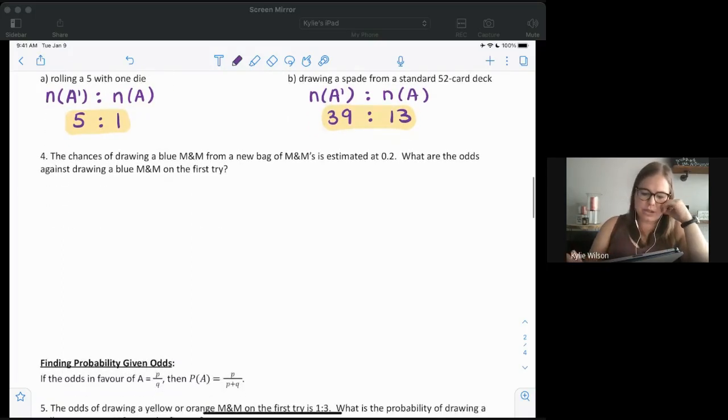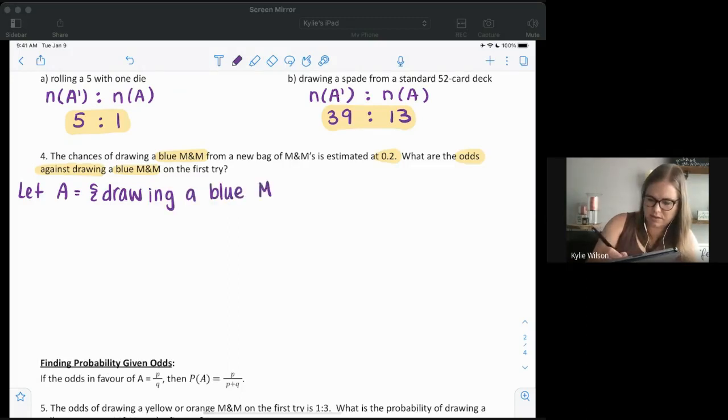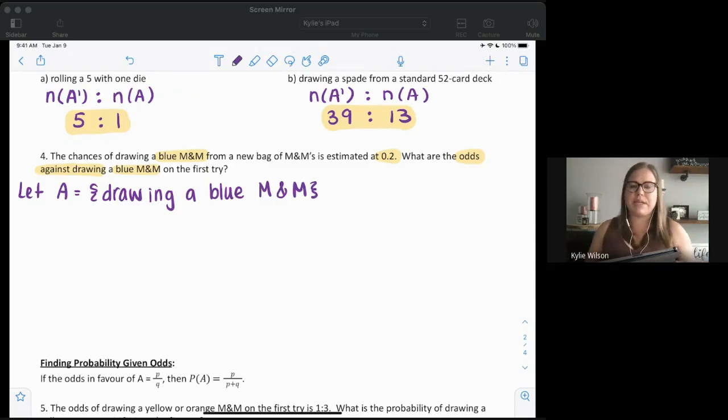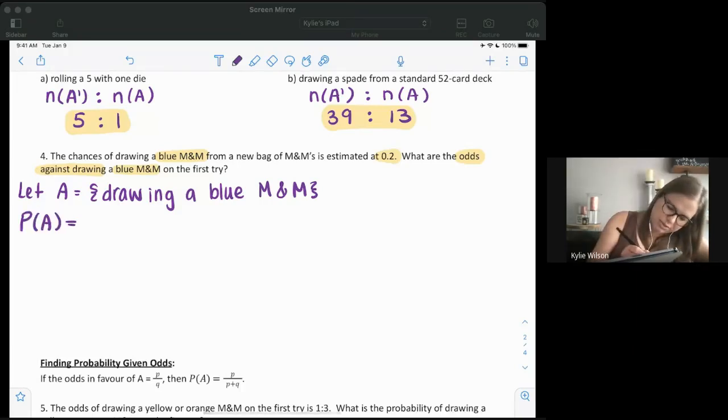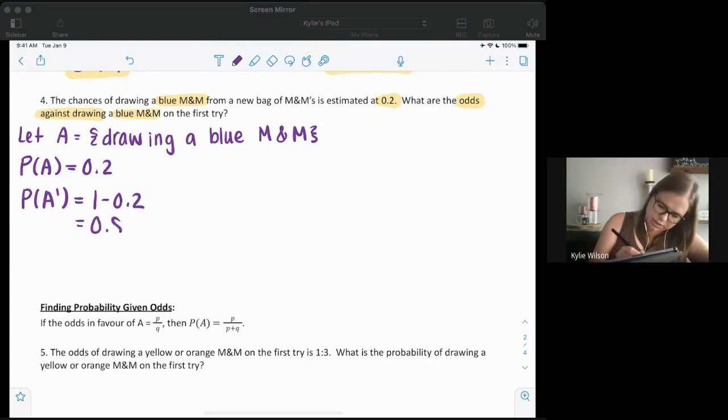All right. So for 4, the chances of drawing a blue M&M from a new bag of M&Ms is estimated at 0.2. So our blue M&Ms probability is 0.2. What are the odds against drawing a blue M&M on the first try? So what we'll do is we will let A be the event of drawing a blue M&M. And now, because we're not given the number of ways it could happen, we don't know how many M&Ms there are, we'll look at the probabilities in this case. So my probability of drawing a blue M&M is 0.2. My probability of not drawing a blue M&M, or the complement, is 1 minus 0.2, which is 0.8.